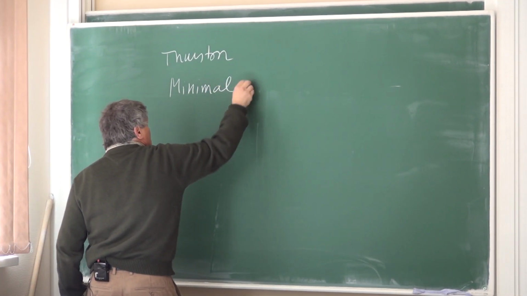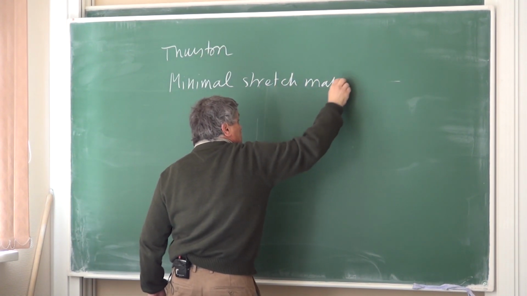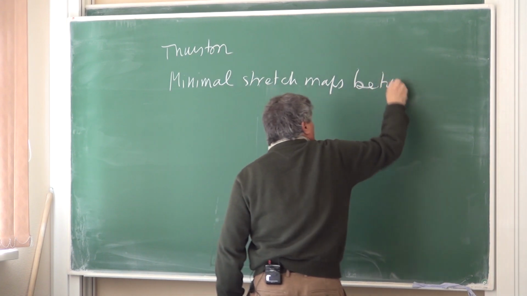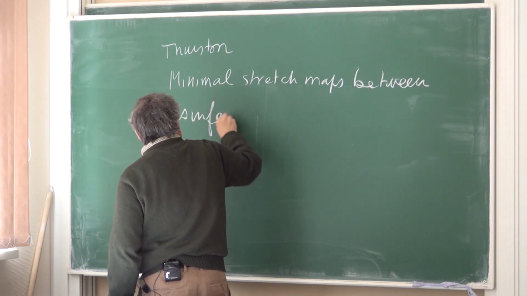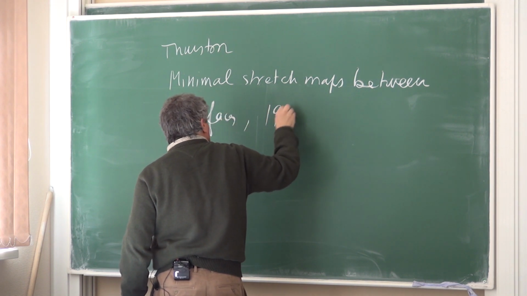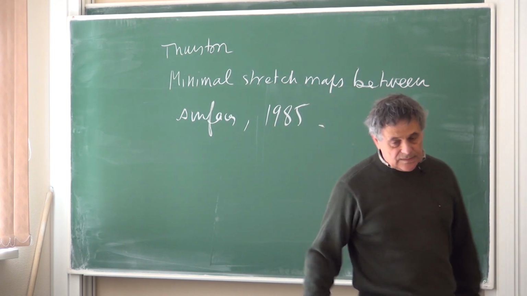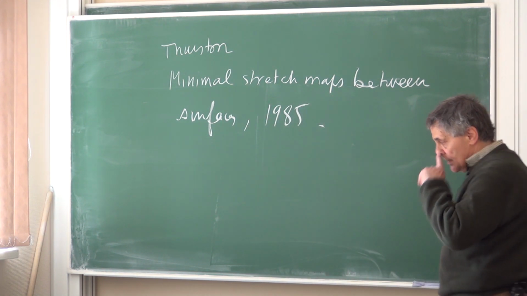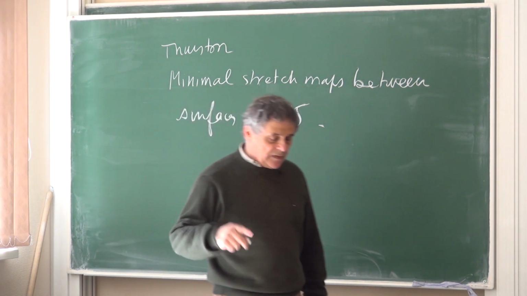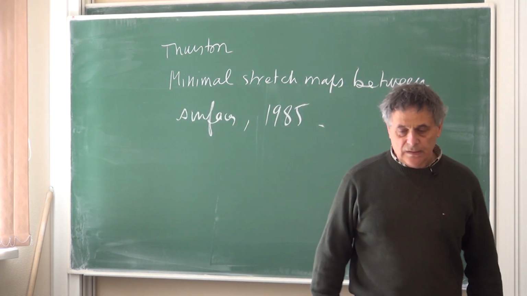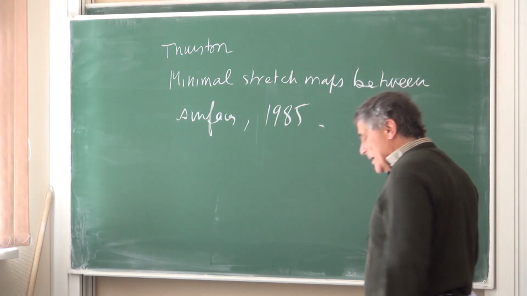Minimal stretch maps between surfaces, and he wrote it in 1985. I was interested in this since the beginning. In fact, that year I was spending my year in Princeton. It was just after my PhD, and then he gave me this preprint. And I was interested.